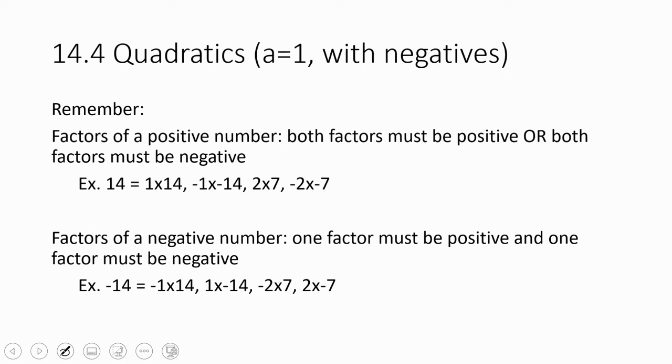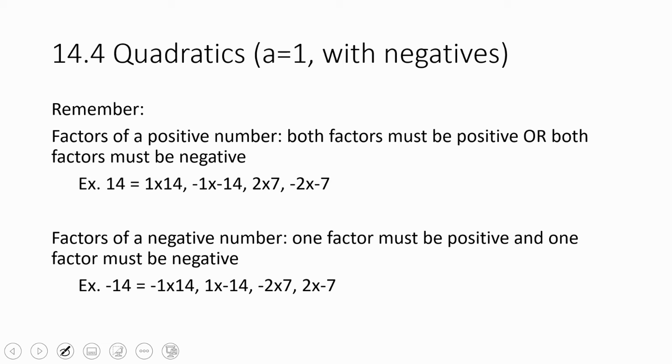So we're going to do 14.4. We're going to continue with our quadratics. We're going to keep a equal to 1. That means that x squared, the coefficient of x squared, will still be 1. But we're going to look at when b is positive or negative and when c is positive or negative and how that changes.